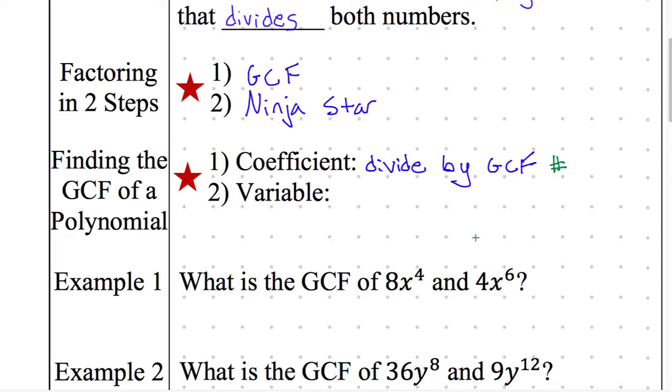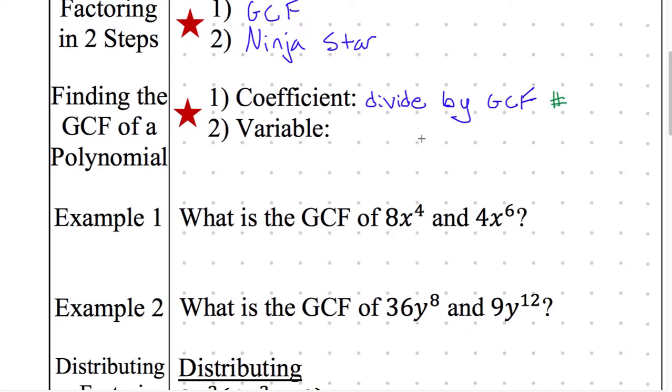Before I move on to number 2, the variable, I want to show you in action what this looks like. So I'm going to skip down to example 1. I have 2 different terms, 8x to the 4th and 4x to the power of 6. These 2 terms, I need to find the greatest common factor of their coefficient. Again, coefficient meaning that number out front, 4 and 8. What is the greatest common factor of 4 and 8?